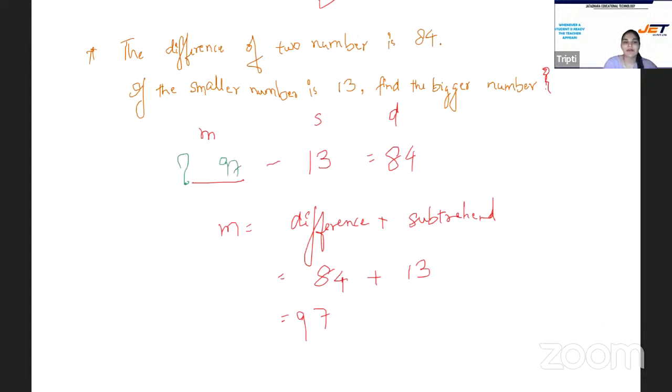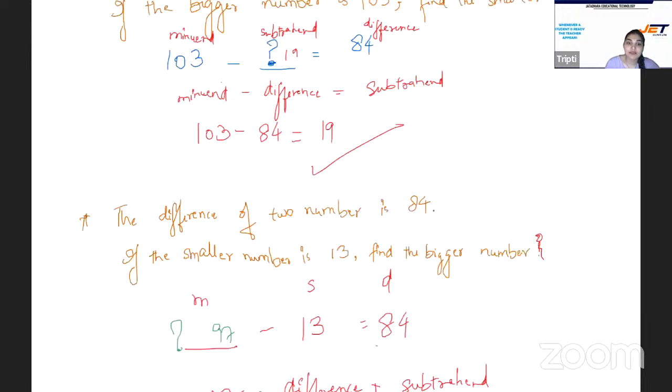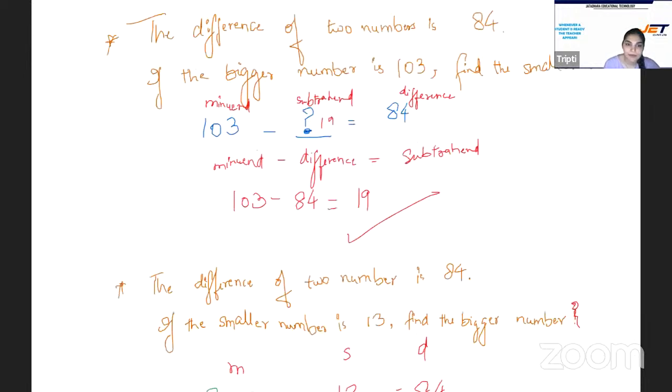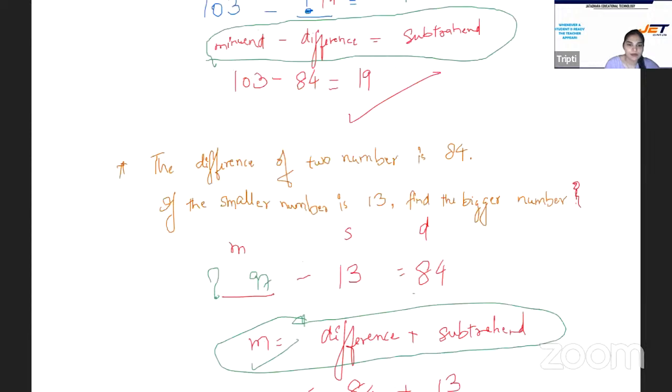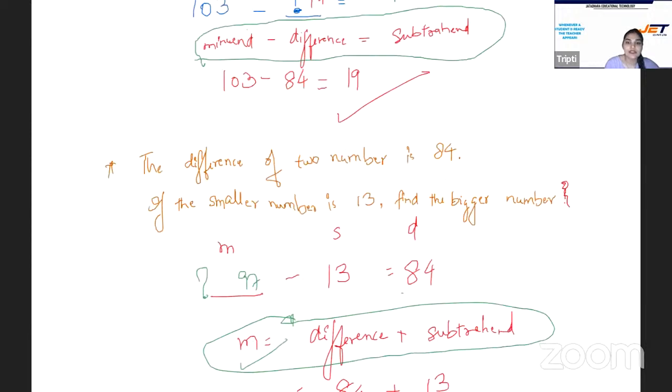So that's how you have to do. If you have to find the minuend, that is the bigger number, then you need to do the addition of difference and subtrahend. If you are supposed to find the subtrahend, that is the smaller number, you need to do minuend minus the difference. I circle down both of them. Okay. So that's how we do it. I hope it's clear to all of you.